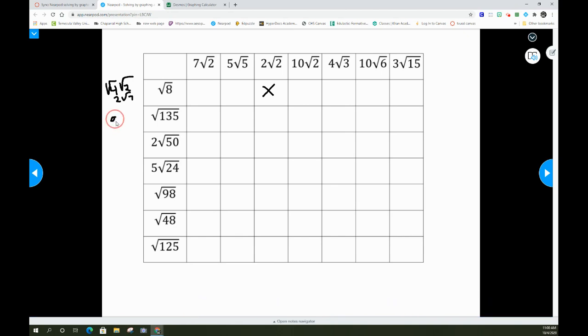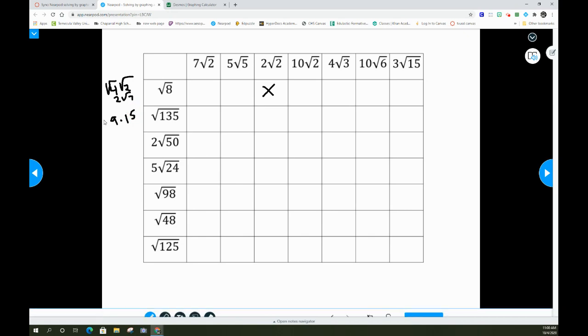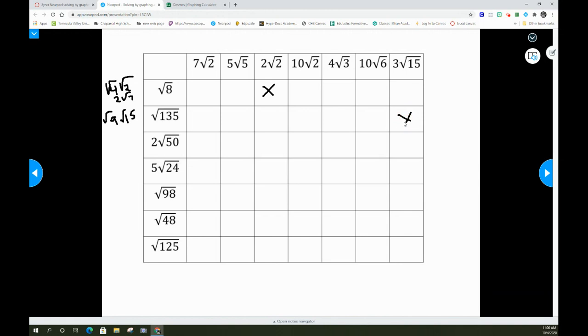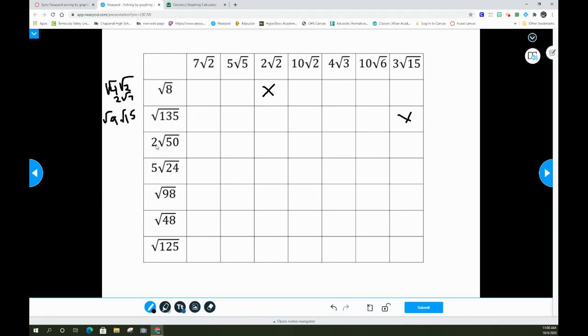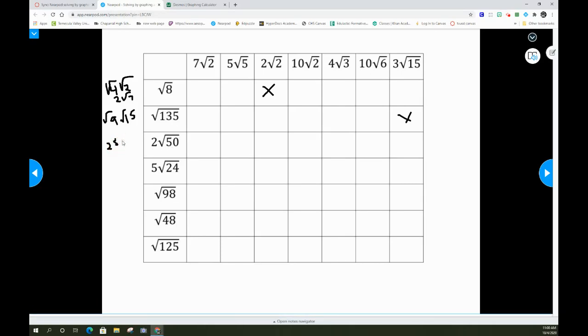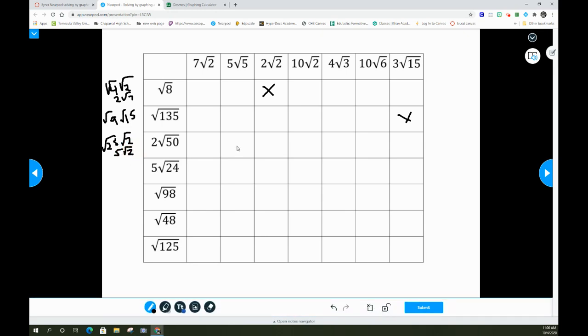135 is 9 times 15. If I square root both of those, the square root of 9 is 3, so this one will be 3 rad 15. When there's a number already out in front, pretend it wasn't there, simplify, then multiply the number out in front. So 50 is 25 times 2. Square root both of those and you get 5 rad 2. But since there was a 2 already out in front, that's now going to become 10 rad 2.